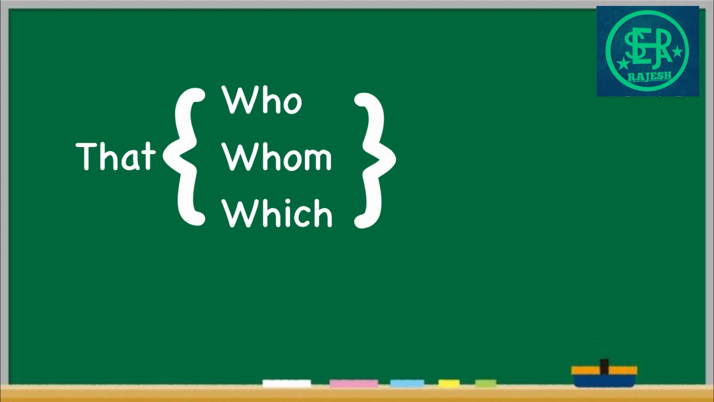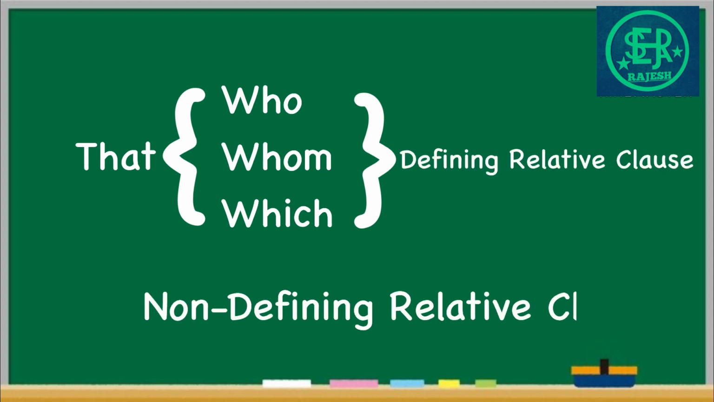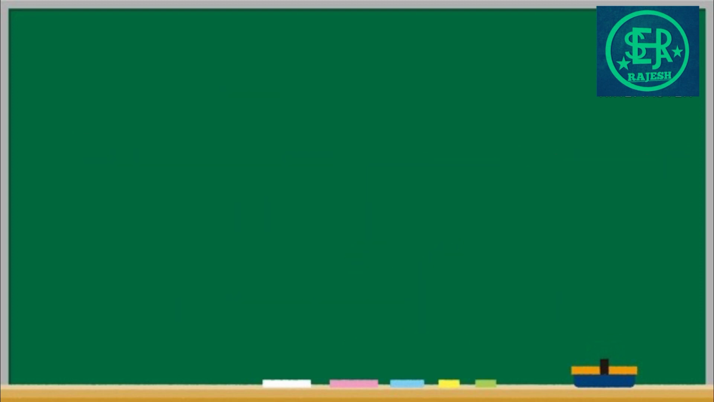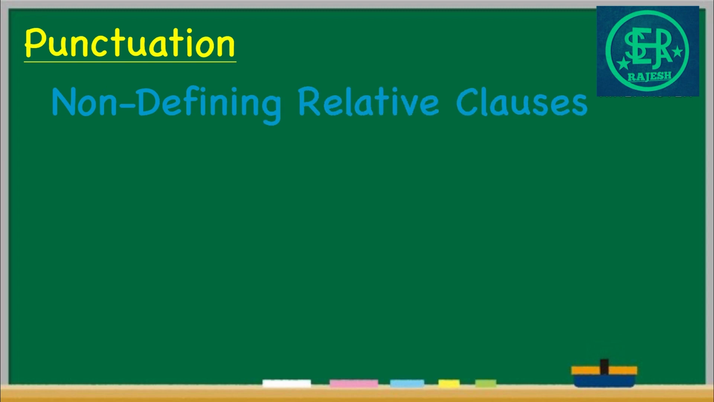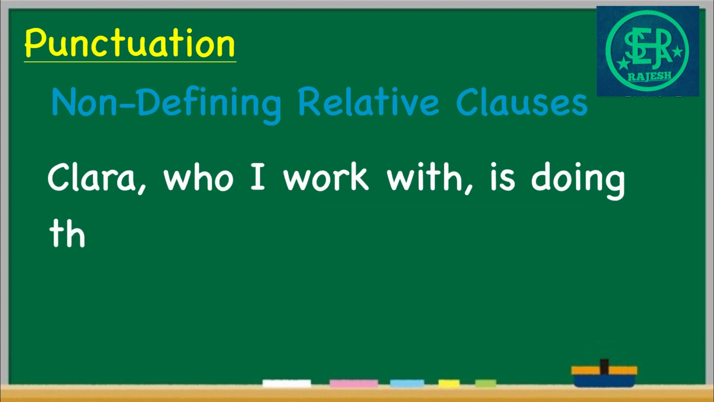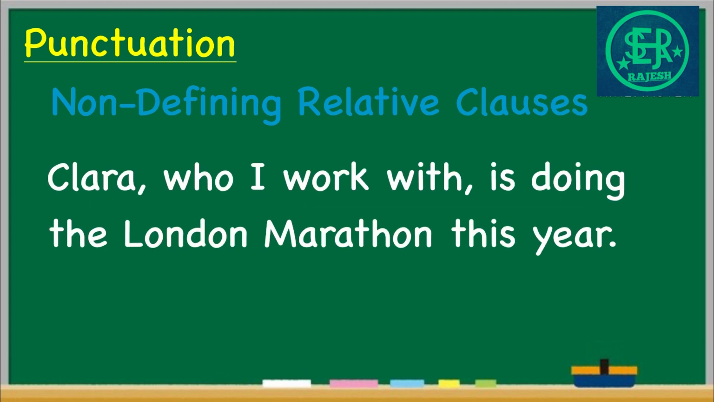Note this point. We can use that instead of who, whom or which in defining relative clauses, but not in non-defining relative clauses. Punctuation. In writing, we use commas only around non-defining relative clauses. Look at this example. Clara, who I work with, is doing the London Marathon this year.